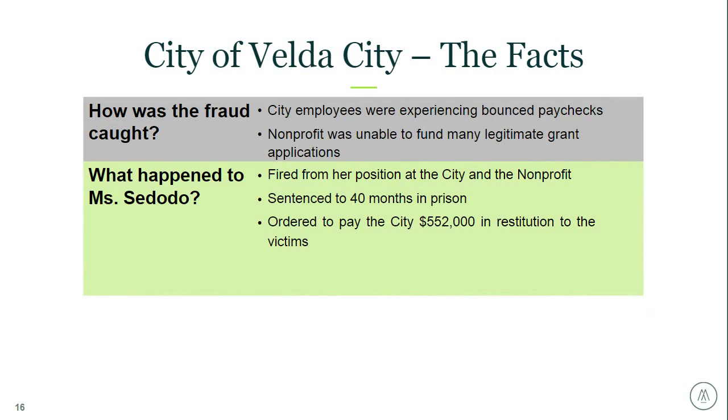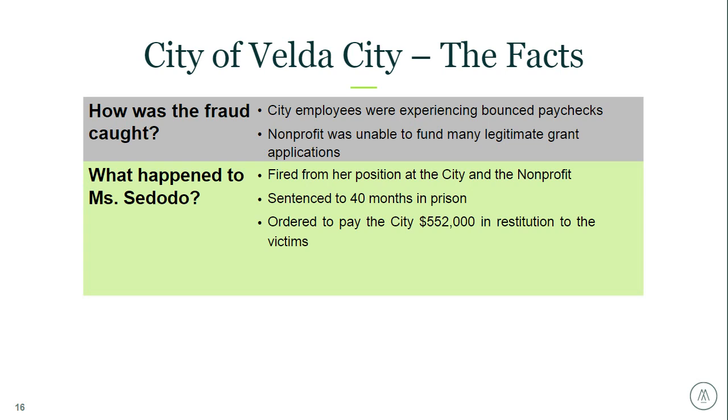So you might be wondering, well, how was the fraud caught? Well, it's interesting since her scheme at the city wasn't overly complex and she didn't seem to take too many steps to cover up the fraud. However, what got her into trouble was that the city was running low on its cash balances. Employees were starting to have their paychecks bounce when they went to deposit them at the bank. Once her fraud at the city was uncovered and started to be investigated by the FBI, they looked into her role at the nonprofit and discovered the fraud scheme that she had orchestrated over there as well.